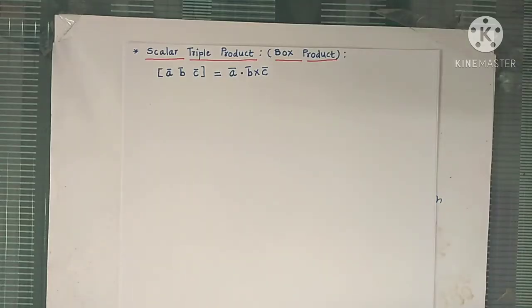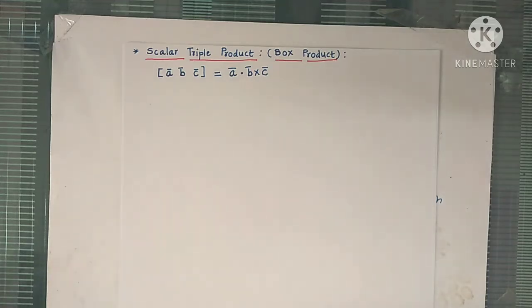Students, in this video we are going to study scalar triple product. Another name for scalar triple product is box product. As the name suggests, it is a triple product, that means we have to consider three vectors. And it is a scalar triple product, that means the quantity is a scalar quantity.